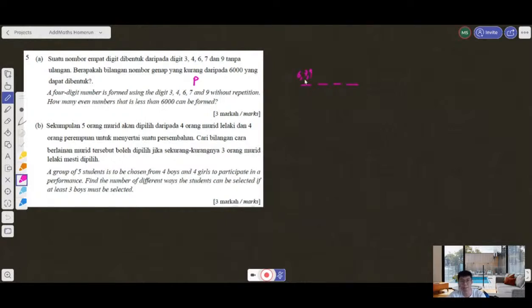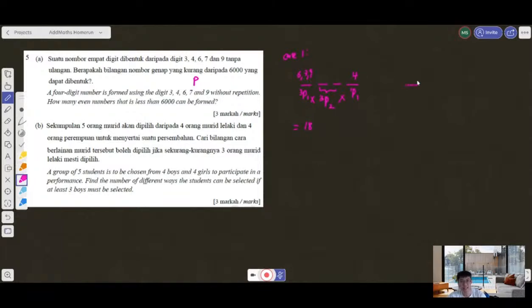7, 9. But if I put 6, 7, 9, the even number can be only 4. So here 3P1, I pick 1, and then the even number can be only 1. And then how many are left over? You have 5 digits, right? You have 3 digits left, because 1 digit you put at the front, another digit you put at the back. Pick 2 more. So this is case number 1. Case 1. So you press the calculator, 3P1 times 3P2 times 1P1, 18.